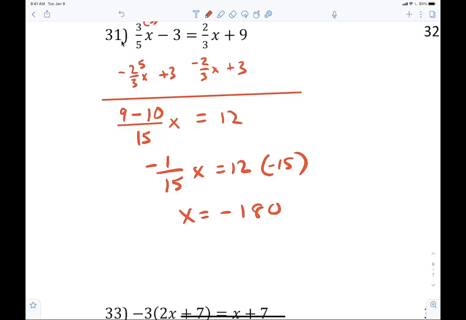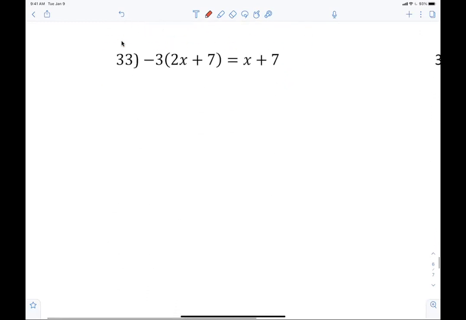Anybody else have any issues with that? Anybody with the fractions? All right, that's really important. If we do good tomorrow, we can bring in the calculators. If we don't collectively do well, then we have no calculators. All right, so here we go.